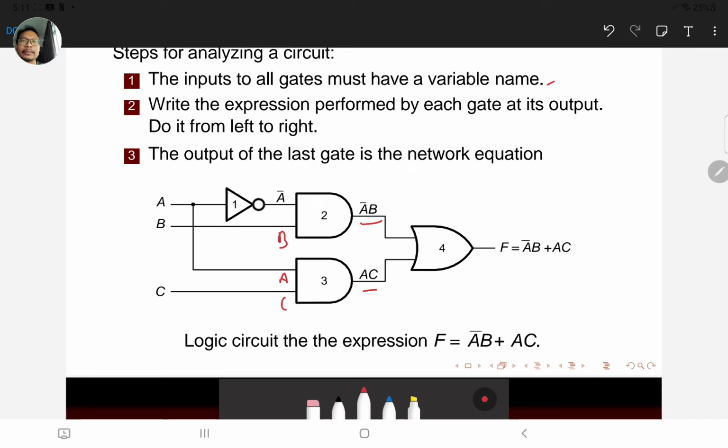Write the expression performed by each gate at its output, from left to right. We call these gate 1, gate 2, gate 3, and gate 4. From left to right, what is the output of each gate? Here the output is A bar, here the output is A bar B, and so on. The output of the last gate is the network equation. Therefore, quite straightforward, the output is simply F equals A bar B, which is here, plus AC, which is there.